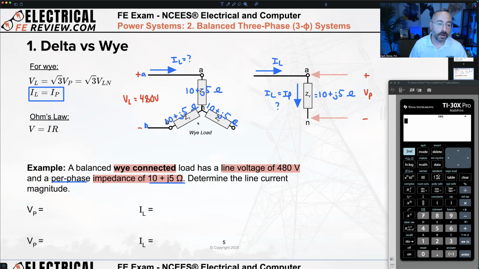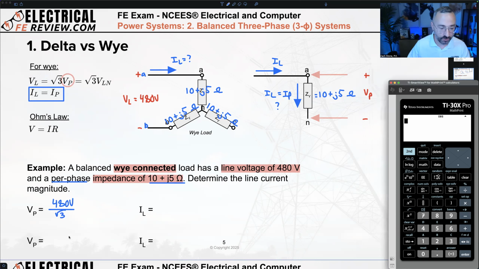So the first step, right? Ultimately, we're going to use Ohm's law. The first step is to convert our line voltage from A to B to the phase voltage from A to neutral. All right, back to our Y formulas, right? Line voltage equals square root of 3 times phase voltage. I can solve for the phase voltage by dividing the line voltage by the square root of 3. So phase voltage equals, here's my line voltage, 480 volts, divided by square root of 3.